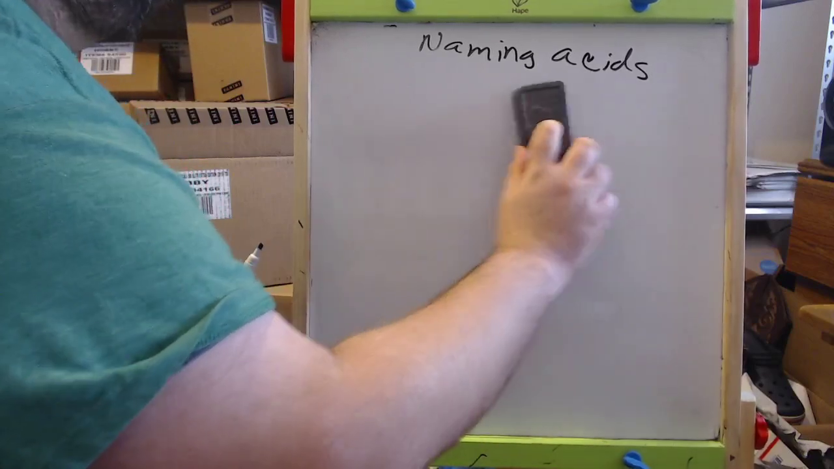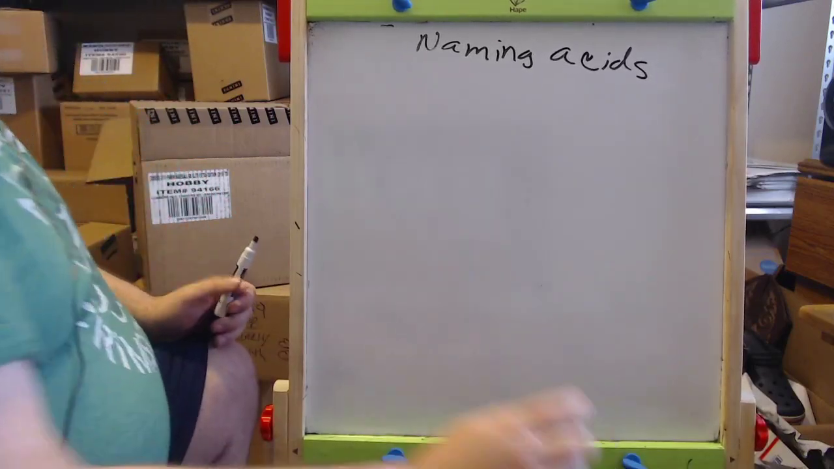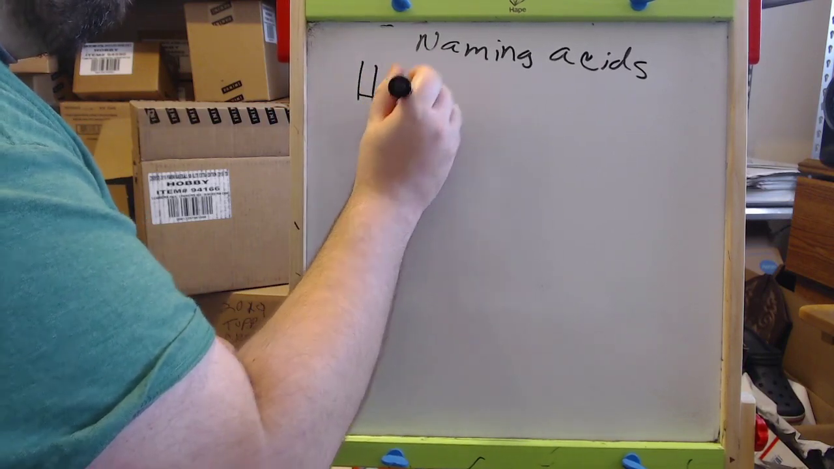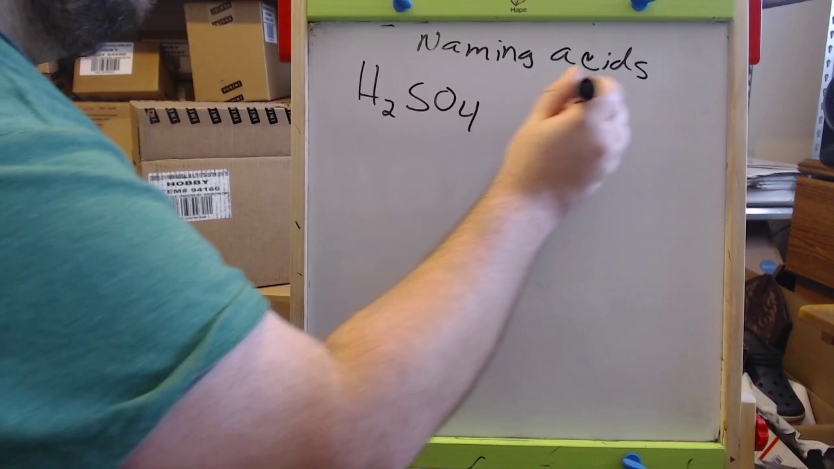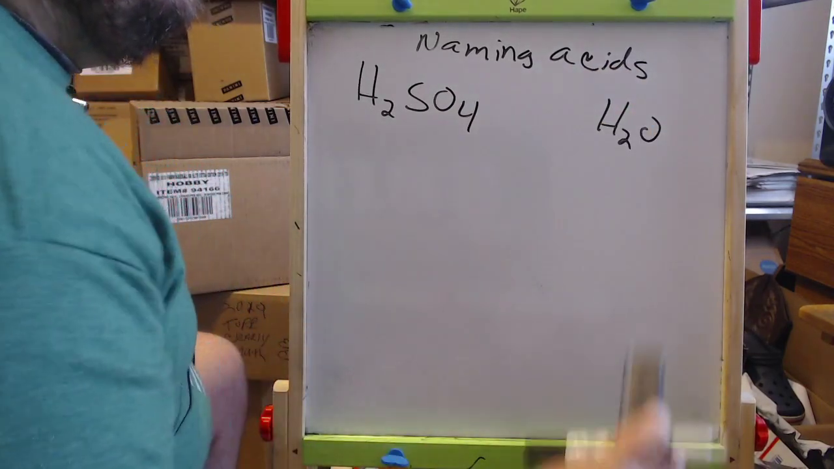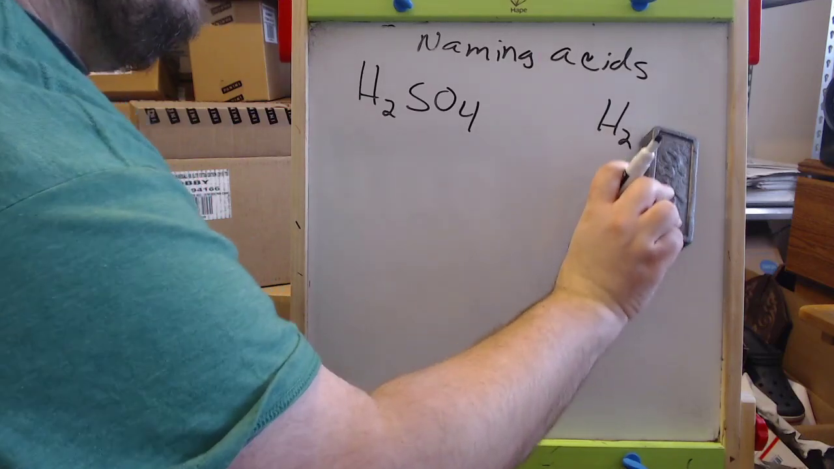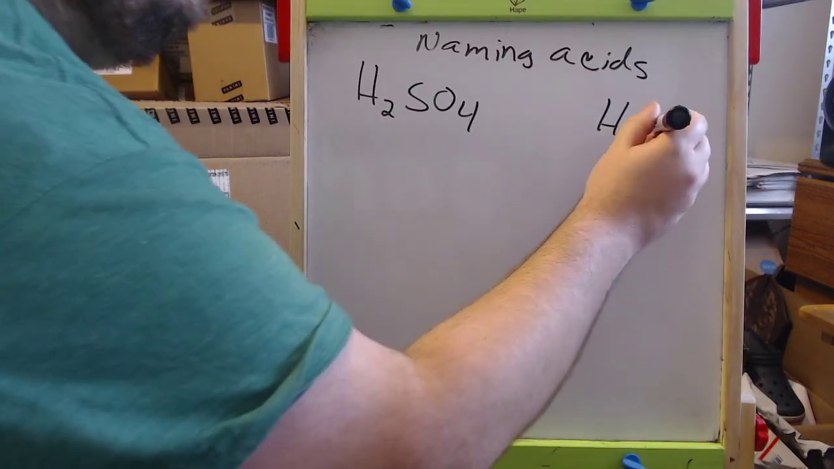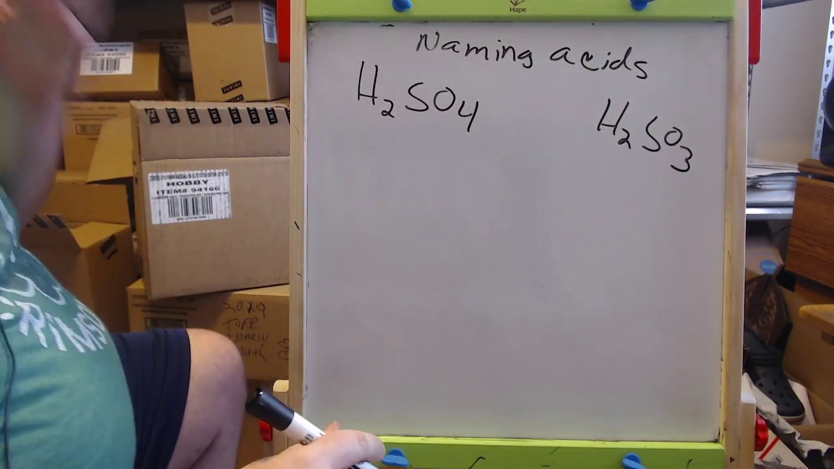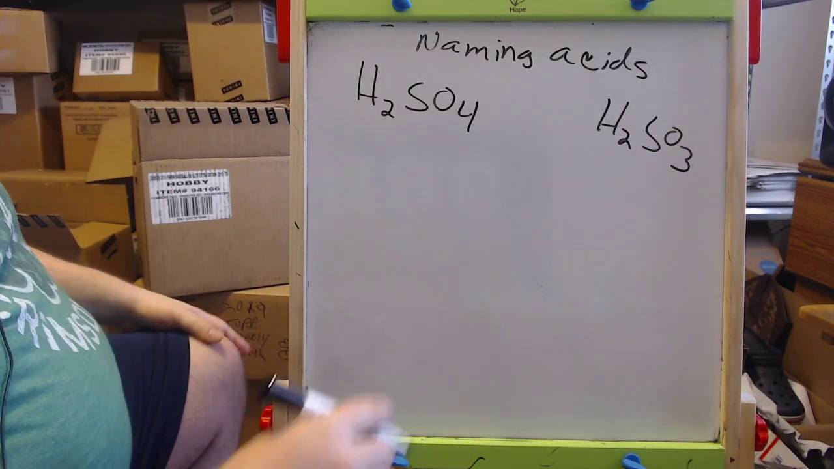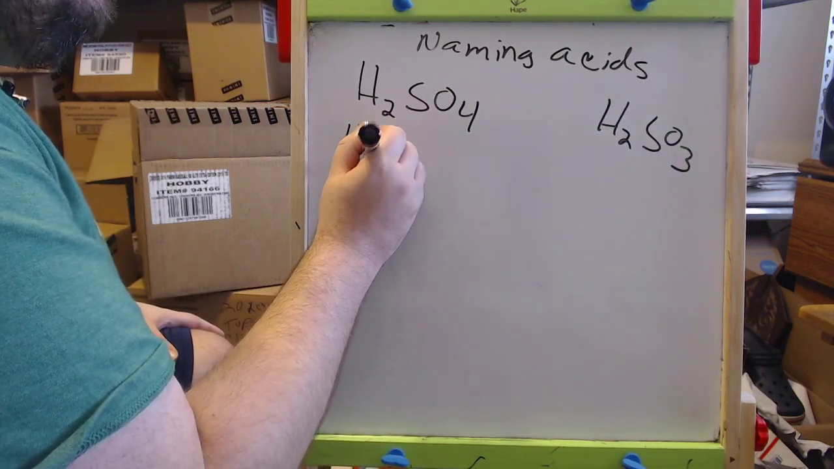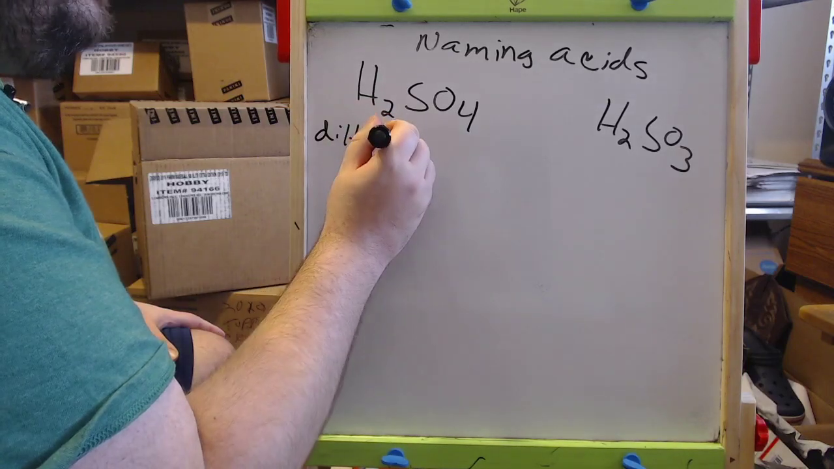Then we have the rule for our oxoacids. Let's take a look. If they don't have a symbol of aqueous, so this is hydrogen, or we could call it dihydrogen sulfate.